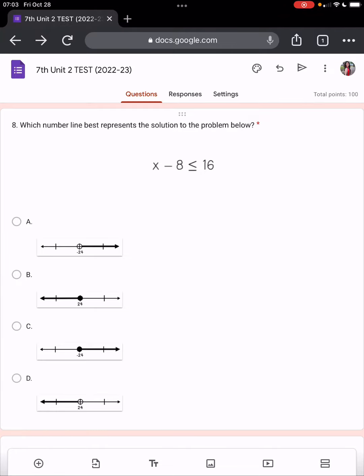A, negative 24, open dot, arrow to the right. B, positive 24, closed dot, arrow to the left. C, negative 24, closed dot, arrow to the right. D, positive 24, open dot, arrow to the left.